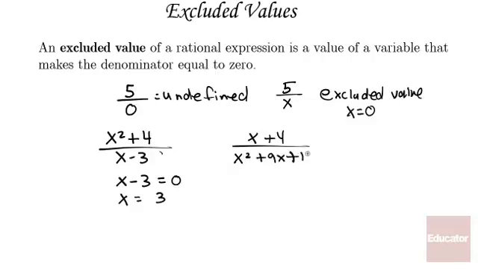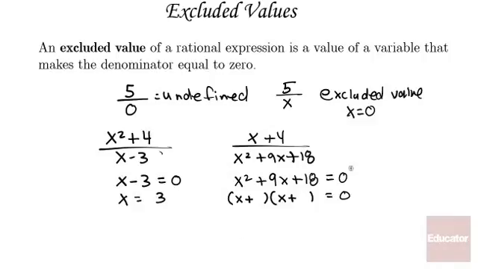So here I have x plus 4 divided by a trinomial. Again, I need to figure out the excluded values, so I'm going to take this entire trinomial, set it equal to 0, and solve for x. The easiest way to solve for x is going to be to factor it. I know that I've got both positives here, so I'm going to have a positive here and a positive here.